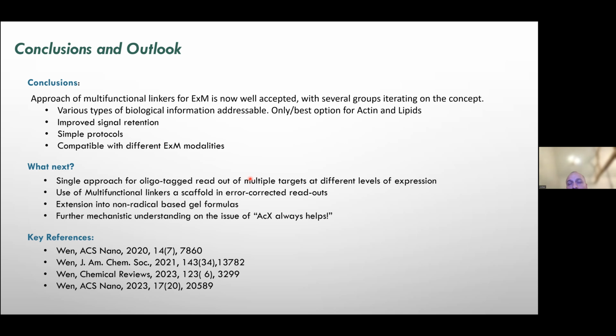What are we still doing? We want to get this into a single approach for oligo tagging, where barcoding the signals is probably the way forward. We take out the dyes, and we can have many, many targets in a single blueprinted biological sample. We're also extending into non-radical based gel formulas, but that's not finished yet. And something that I briefly highlighted, but that's very annoying: we don't understand fully yet why ACX always helps, and it would be great if we could have some better understanding. Here in the bottom, you can find the references of this work, mostly work done by Gang.